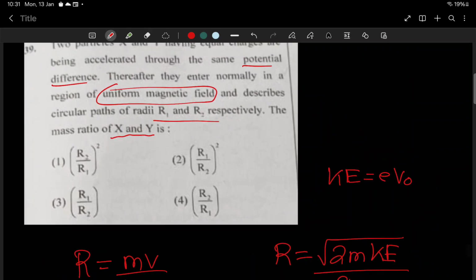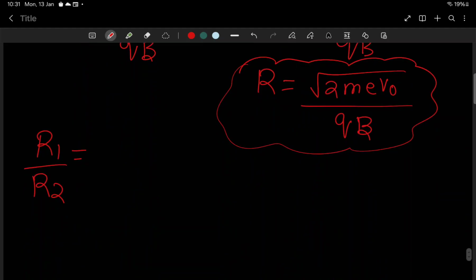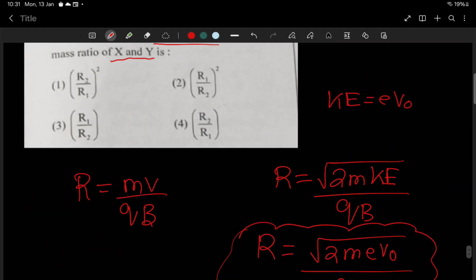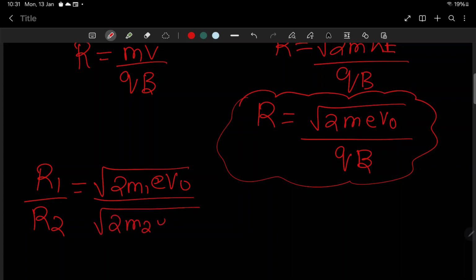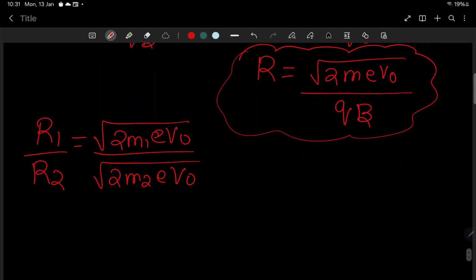Yeah, they are having equal charge, so inside the same magnetic field, therefore qB will be cancelled. We will be only having root 2 m1 eV naught by root 2 m2 eV naught. This will be the ratio. E cancels, V naught cancels since they accelerate through the same potential, and 2 cancels.